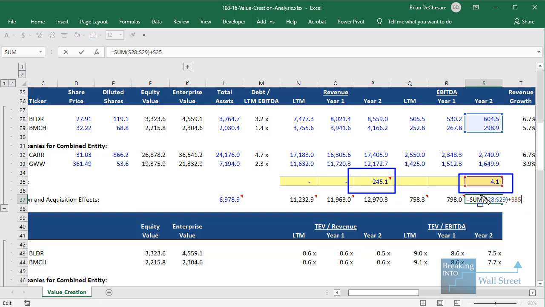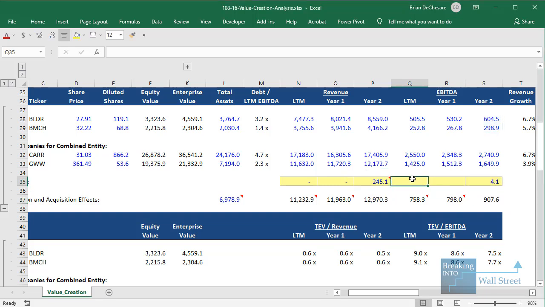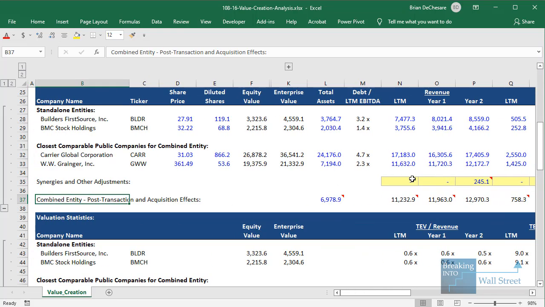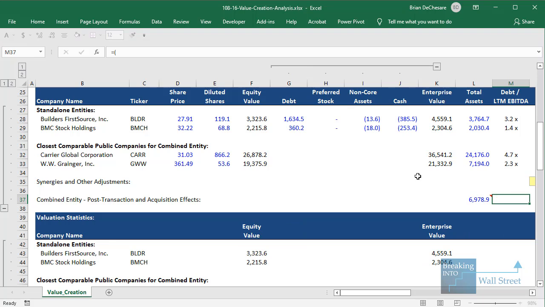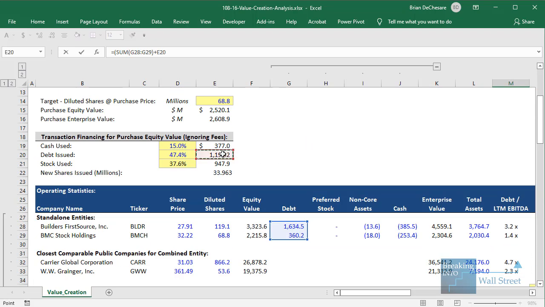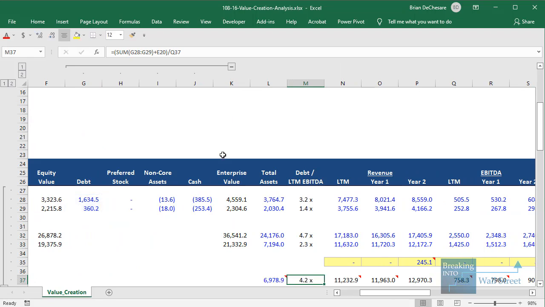Hardly anything flows down to EBITDA though, presumably because we are still paying for some of those acquisition and integration costs at this point. And then we could also fill in the debt to LTM EBITDA here just for our reference. So for this part, we can just go up and sum up the debt for the individual companies right here. And then we will take the debt that's issued to fund this deal, and then we can divide by the combined LTM EBITDA right here.